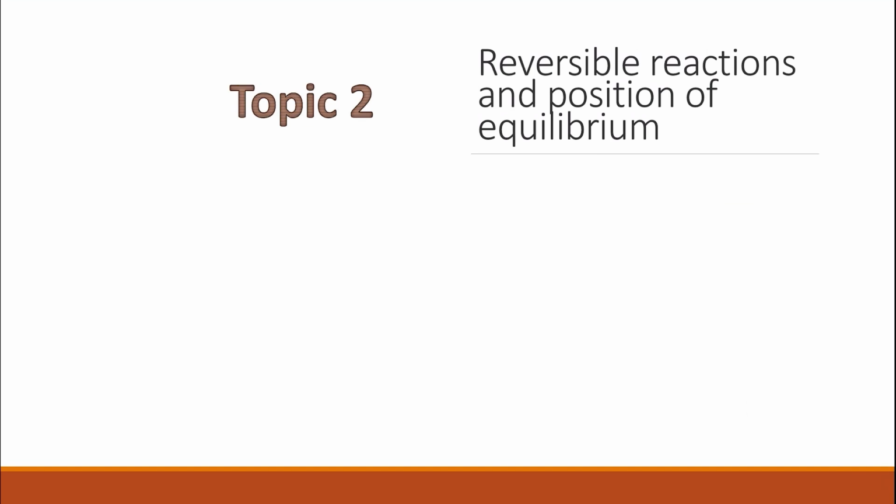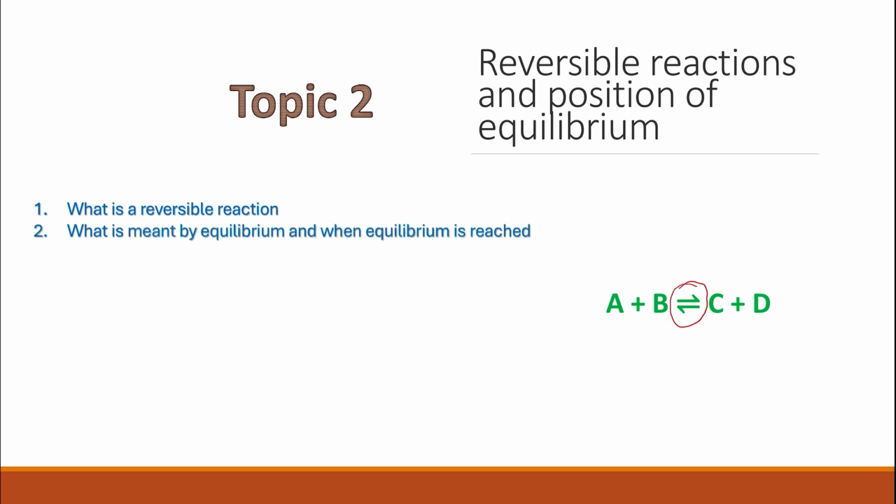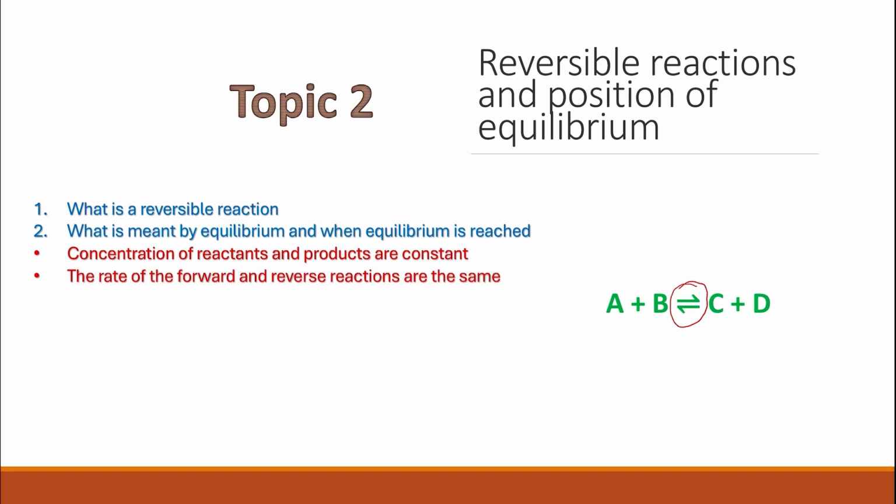Reversible reactions and position of equilibrium. You should be able to identify a reversible reaction and why a reaction is reversible. This is due to the use of these arrows, and you should know what is meant by equilibrium and when equilibrium is reached. Equilibrium is reached when the concentration of reactants and products are constant. They are not the same, they are just constant, and the rate of the forward and reverse reaction are the same.